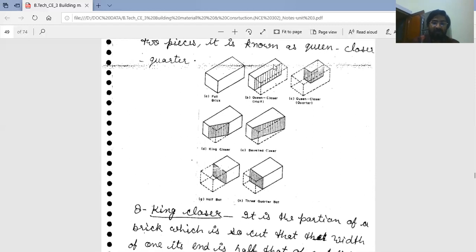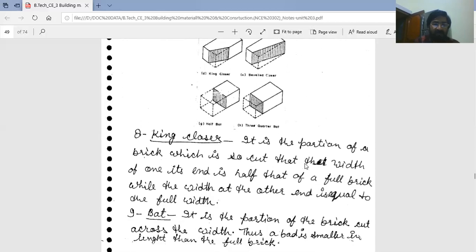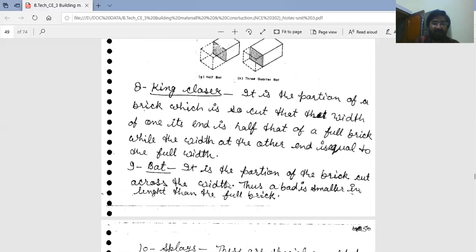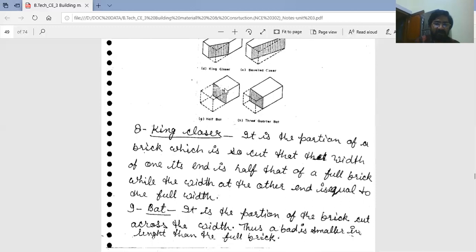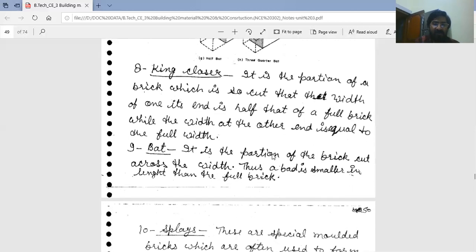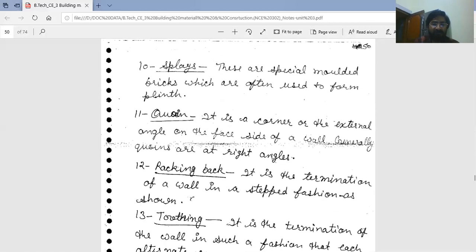This is the queen closure, width half and length full. Next is bat. It is the portion of the brick cut across the width. Thus, a bat is smaller in length than the full brick. This is the bat. This is half bat. This is 3/4 bat. These are some technical terms.